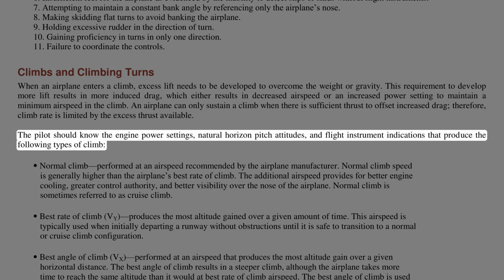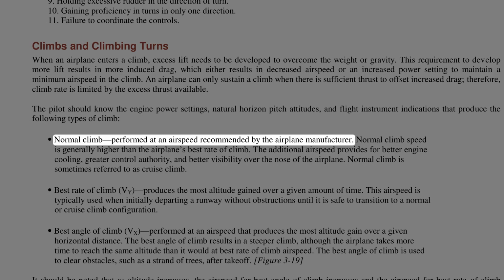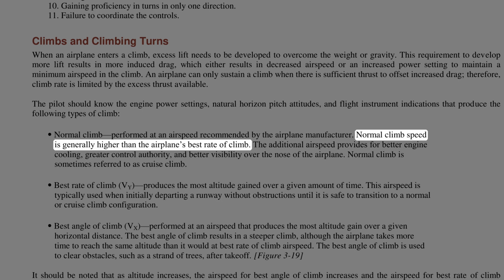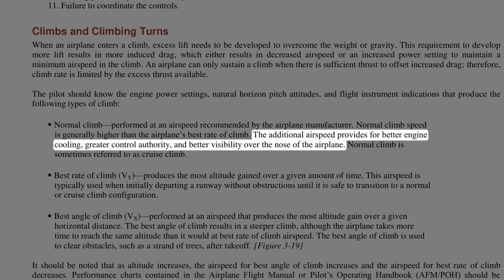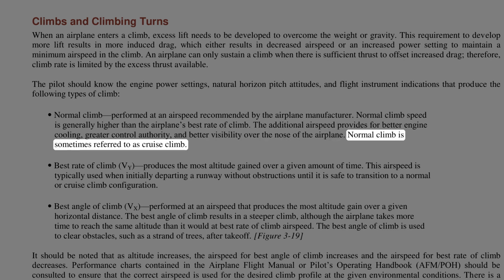The pilot should know the engine power settings, natural horizon pitch attitudes, and flight instrument indications that produce the following types of climb. Normal climb, performed at an airspeed recommended by the airplane manufacturer. Normal climb speed is generally higher than the airplane's best rate of climb. The additional airspeed provides for better engine cooling, greater control authority, and better visibility over the nose of the airplane. Normal climb is sometimes referred to as cruise climb.